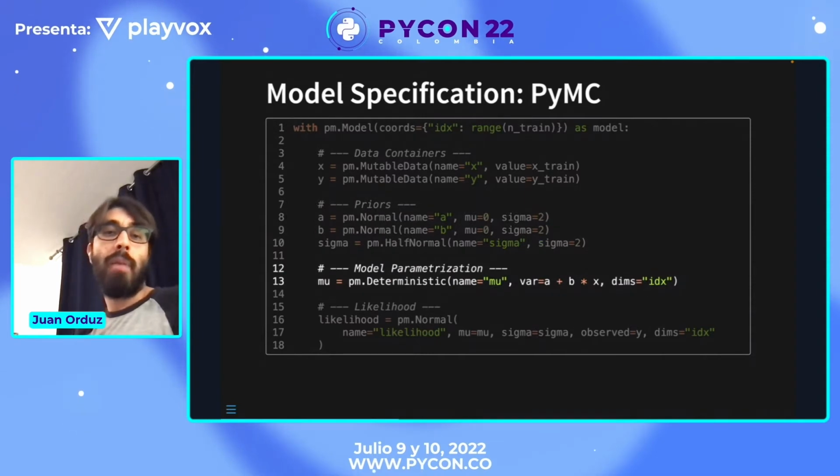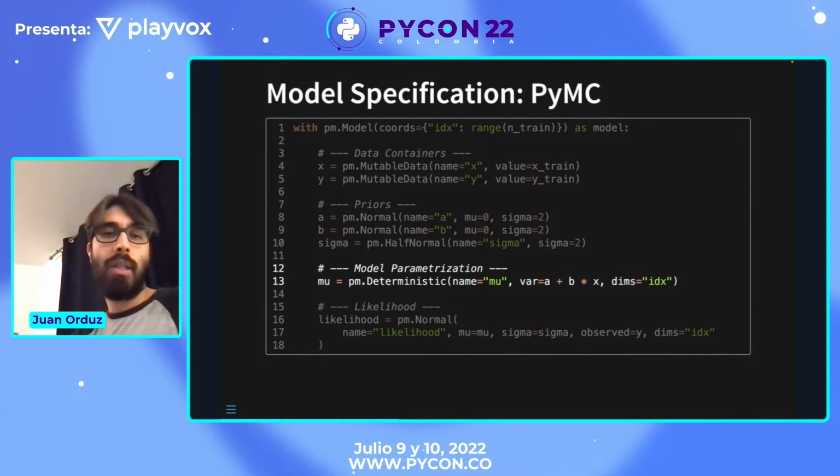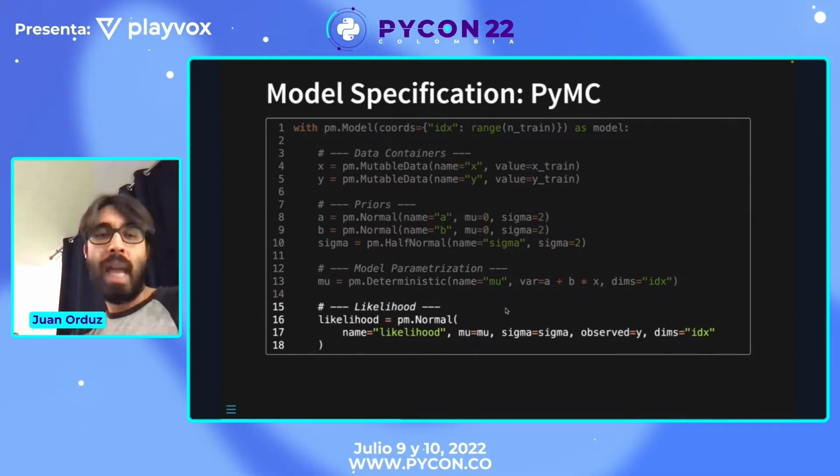Then the next step is to parameterize your model, meaning which shape do you want to allow for your data points. And I'm calling here a deterministic distribution, which is nothing else than a container, just to track something. There's no distribution whatsoever. In this case, you just tell the model, okay, just compute the intercept plus b times x. And the last thing you need to do is to specify what's your model of the data, which, as we saw before, was a normal distribution. And I call that the likelihood.